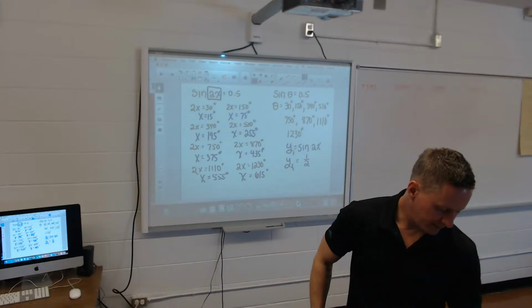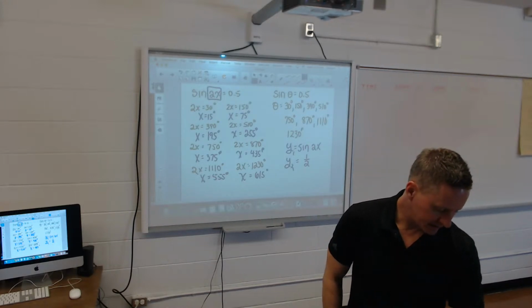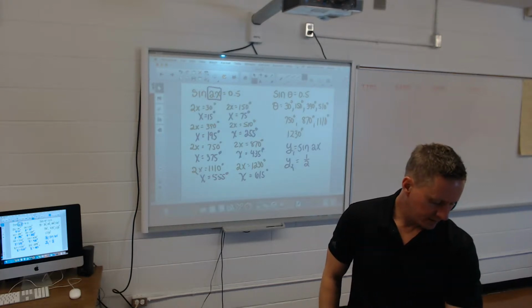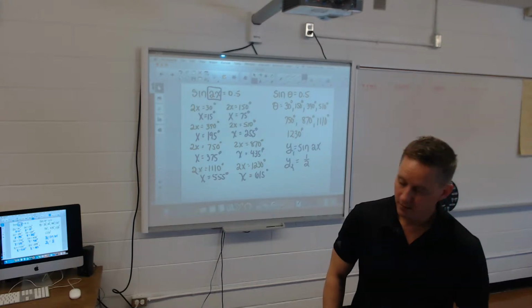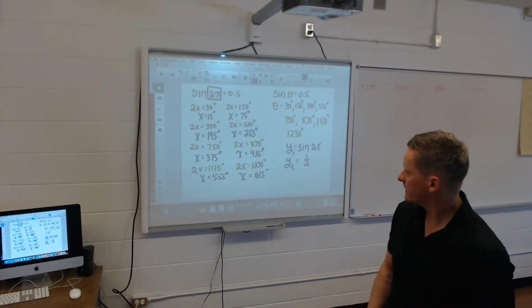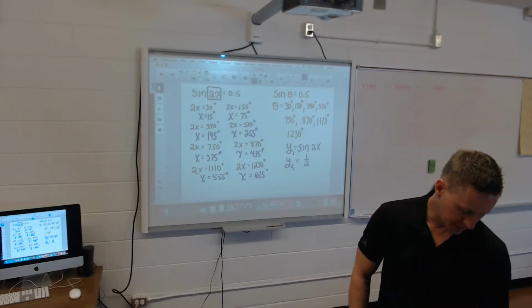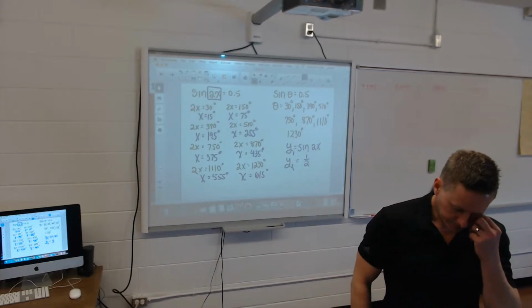The top of page 176, or the middle of that page, shows you that sine graph between 0 and 720 and how they would do that question. So that gives it to you. The solutions are x equal to, and I listed them, 15, 75, 195, 255, and so on.